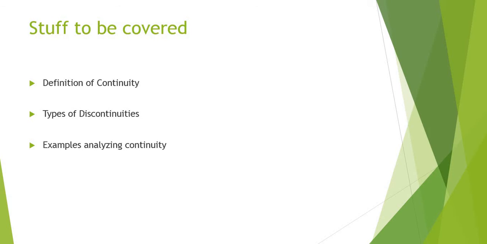Basically, here's all the stuff we'll be covering in this video. In the beginning we'll be doing the definition of continuity, and basically how mathematically we define the concept. Then we'll be doing the types of discontinuities, and then finally we'll be doing examples where they tell us to analyze the continuity of functions. You know, they'll give us a point. Then we have to infer whether the function is continuous or discontinuous at that point. So let's get into it.